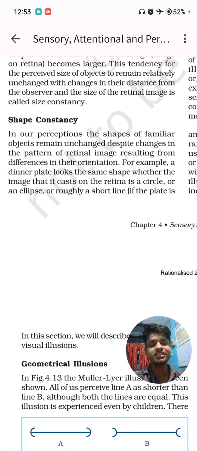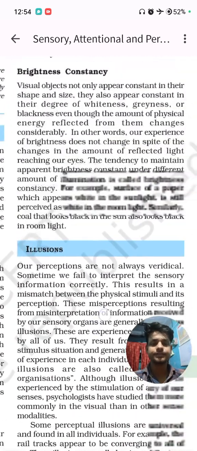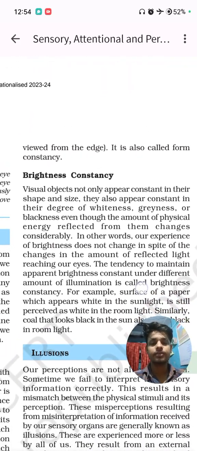Shape constancy. In our perception, the shape of familiar objects remains unchanged despite the change in the pattern of retinal images resulting from the difference in orientation. For example, a dinner plate looks the same shape whether the image cast on the retina is a circle, or an ellipse, or roughly a short line if the plate is viewed from the edge.